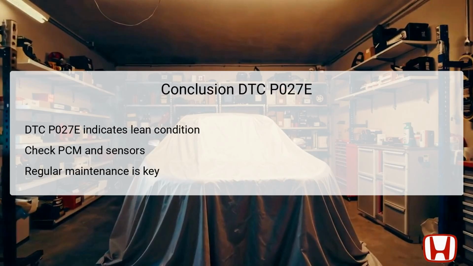In conclusion, DTC P027E signifies a lean air-fuel ratio command issue within the Honda Accord's engine management system. Understanding the role of the powertrain control module, PCM, and other components involved is crucial for effective diagnostics and repair. Accurate, step-by-step troubleshooting is necessary to isolate faults and rectify them to restore optimal vehicle performance.